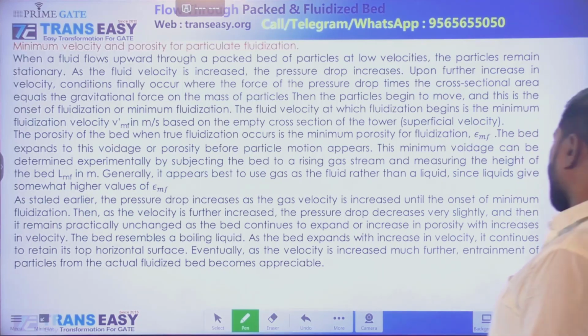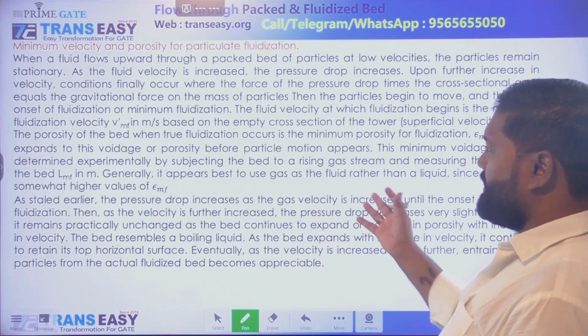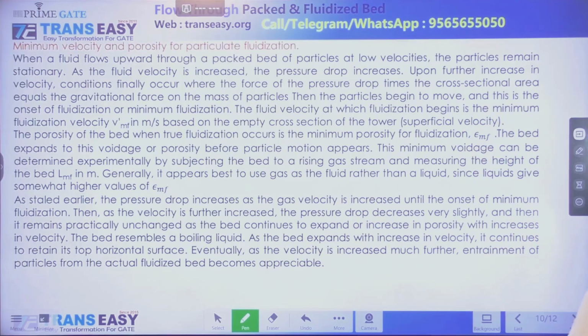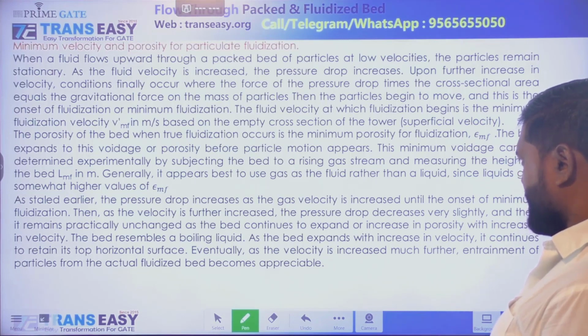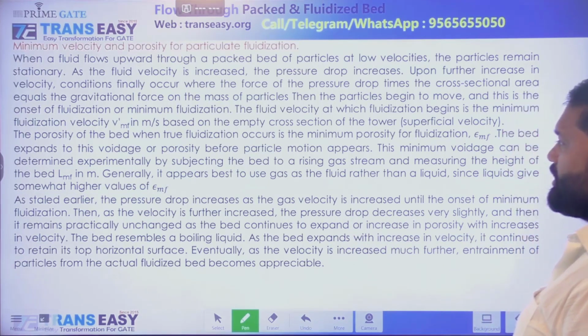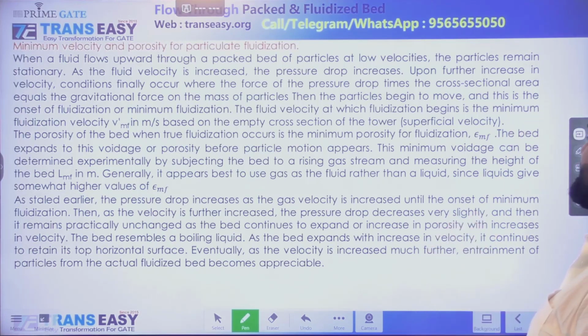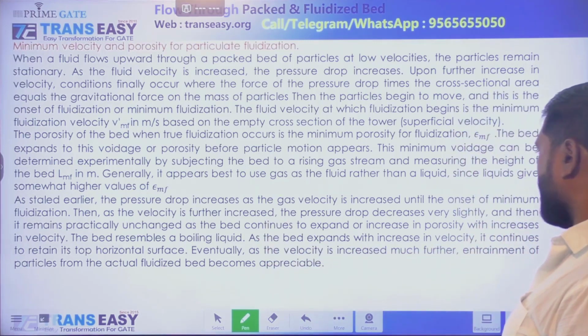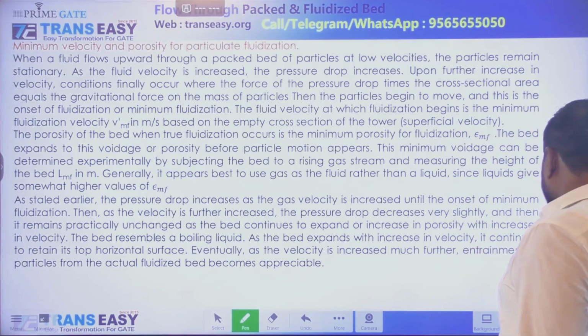This minimum voidage can be determined experimentally, right? As stated earlier, the pressure drop increases as the gas velocity is increased until the onset of minimum fluidization. Then as the velocity is further increased, the pressure drop decreases very slightly, right? So, everything we have discussed.